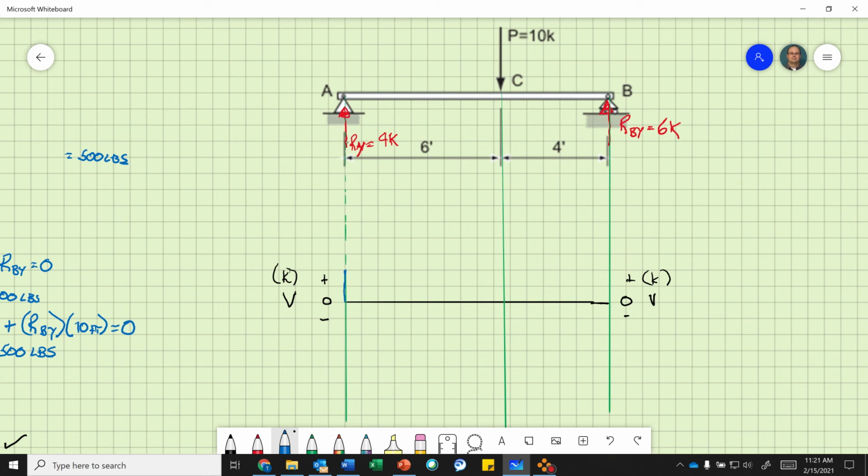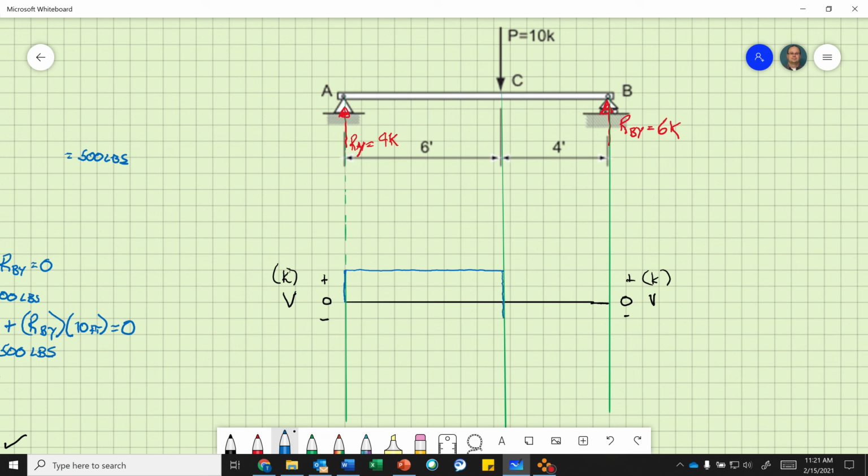Okay, now if I go all the way, it stays constant until I hit that point load right there, because nothing changed. You don't see any other loads in there. Okay, and then from 4 kips, I got to subtract 10 kips. So 4 minus 10, because the sense is pointing down, so I get -6.